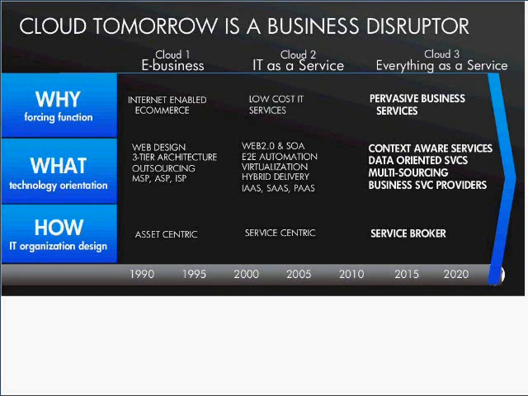I have another question. What's your take on the current maturity level of enterprises, both business and IT, in the new era of cloud?